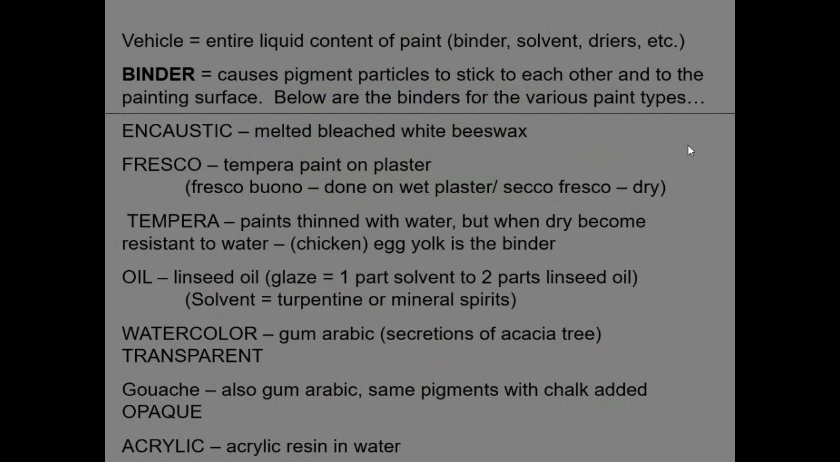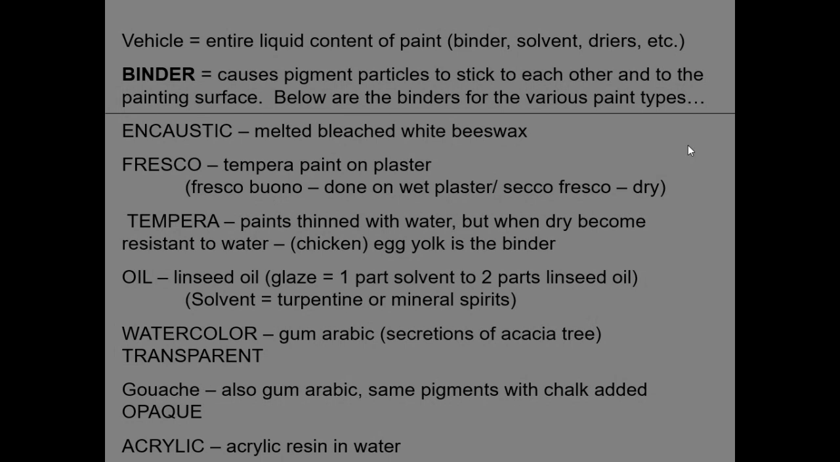With encaustic paint, the binder is going to be beeswax, kind of like the wax in a colored candle. Encaustic paint is really bright, but because it is wax, it has to be heated to make it liquid. Fresco painting is done directly on wet plaster. Traditionally, the true technique is the plaster technique. Fresco buono is our wet plaster.